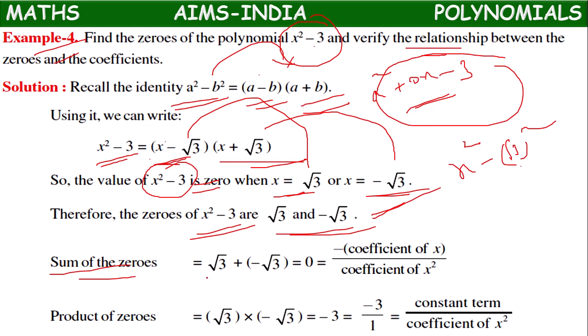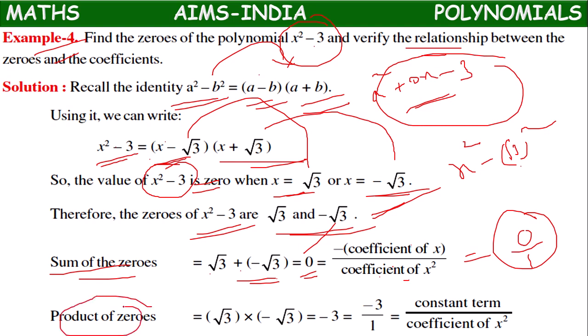What is the sum of zeros? Root 3 plus minus root 3, 0. Means minus coefficient of x by coefficient of x square. Here there is no x, so the x coefficient will be 0. Coefficient of x square is 1. 0 by 1 is 0. Hence the relationship is proved.